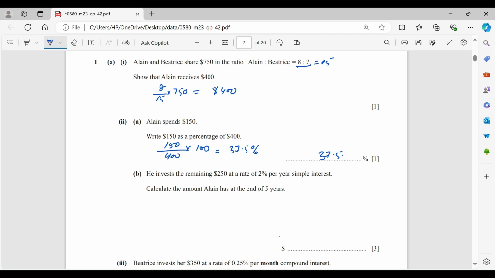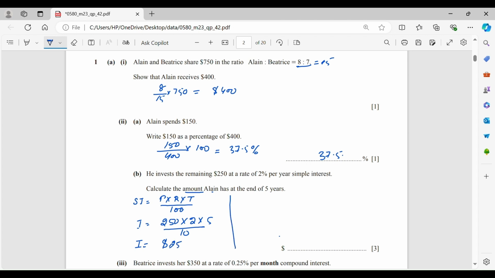Now B part. She invests the remaining $250 at the rate of 2% per year simple interest. Calculate the amount Elaine has at the end of 5 years. So we need to find the amount. Simple interest will be equal to principal into rate of interest into time over 100. So simple interest will be equal to 250 into 2 into 5 over 100, which is $25.